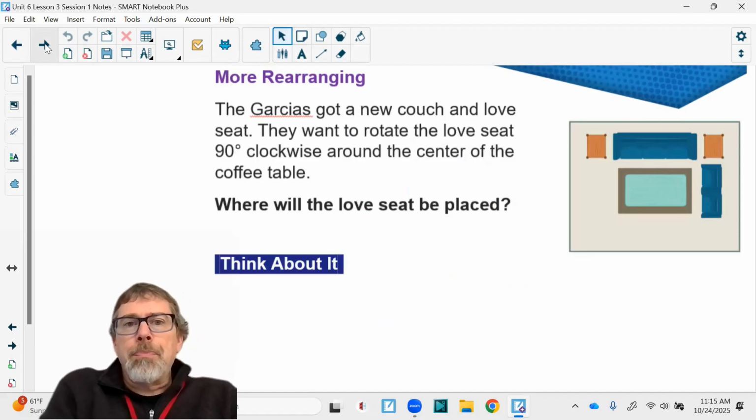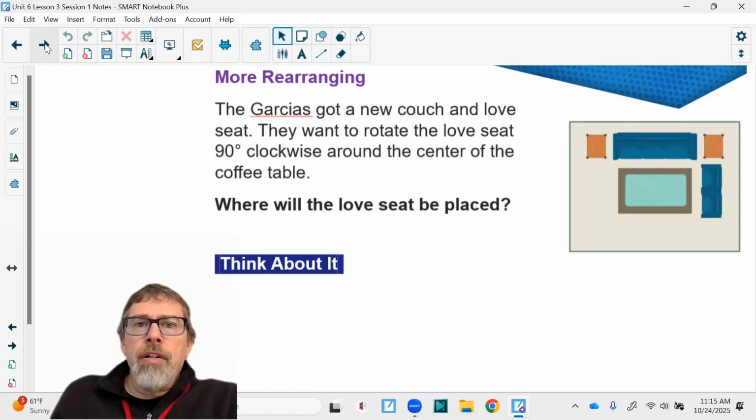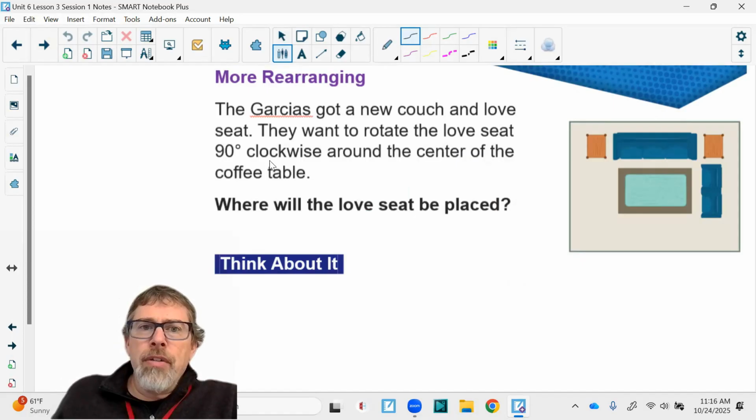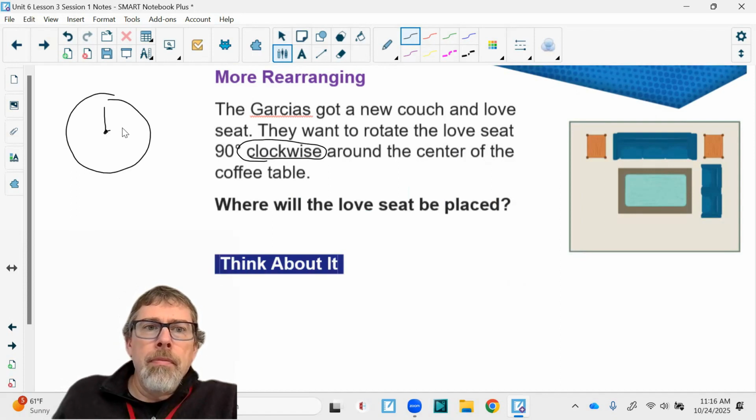But let's move on. So the Garcias got a new couch and love seat. They want to rotate the love seat 90 degrees clockwise around the center of the coffee table. Well, for starters, let's talk about this word right here, clockwise. If you think about a clock, clockwise is this direction. Counterclockwise is the opposite direction.